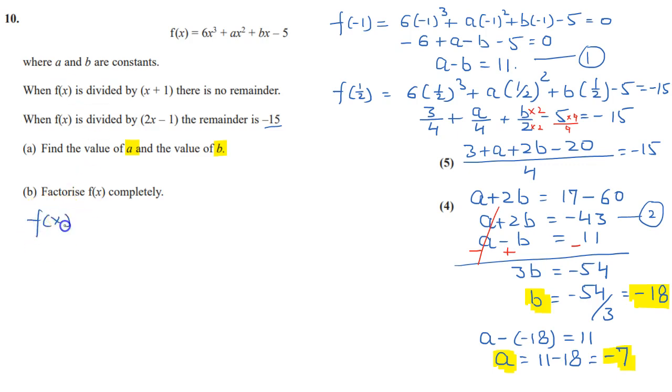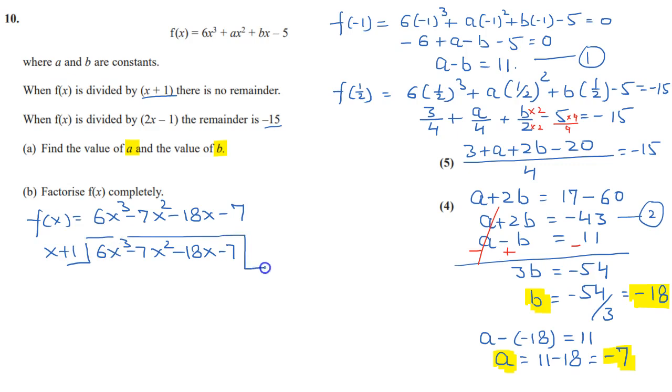So f(x) is 6x cubed plus a, which is minus 7x squared, plus b, which is minus 18x, minus 5. And x plus 1 is a factor because there is no remainder, so we divide it by x plus 1. So this is 6x cubed minus 7x squared minus 18x minus 5, and we are going to divide this by x plus 1.